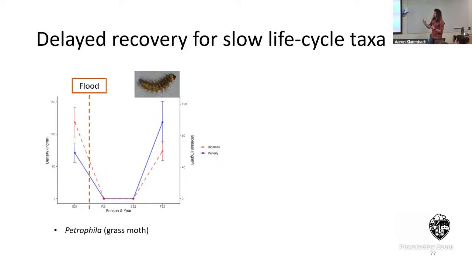So for Tetrophila, this is an aquatic moth. This was lost from the system entirely until fall 2022, or at least we did not detect it. And this might be because Tetrophila depend on rooted macrophytes, which were probably scoured away during the flood.